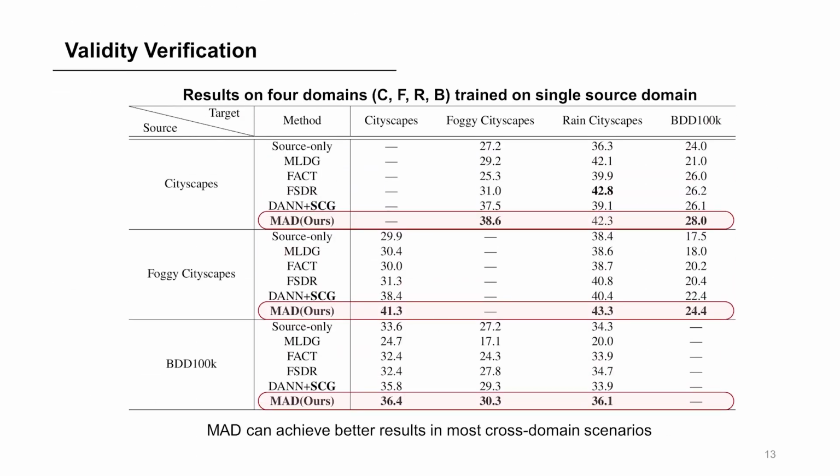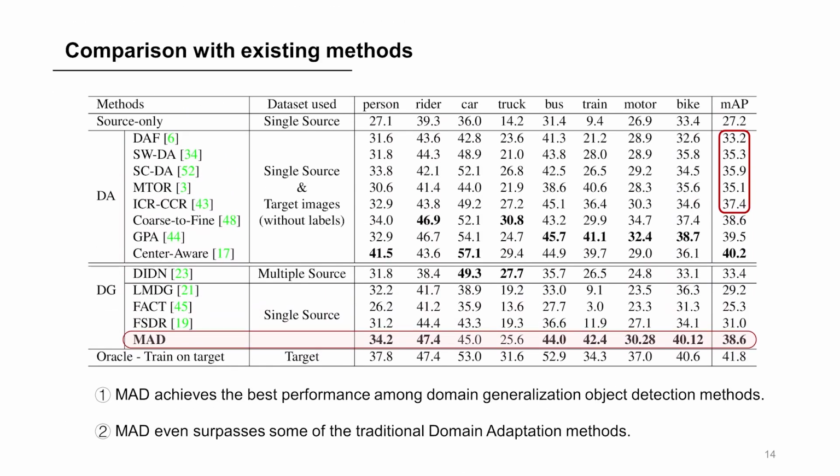We first verified the effectiveness of the MAD method. Comparing the results with several baseline methods, it was observed that the MAD method achieved greater generalization performance in the majority of settings. Furthermore, we compared our MAD method with the mainstream DGOD methods in the classical Cityscapes to Foggy Cityscapes setup. Our method outperformed the existing DG methods in the object detection task. The performance of MAD surpassed some DA methods even though they used target domain images during training.